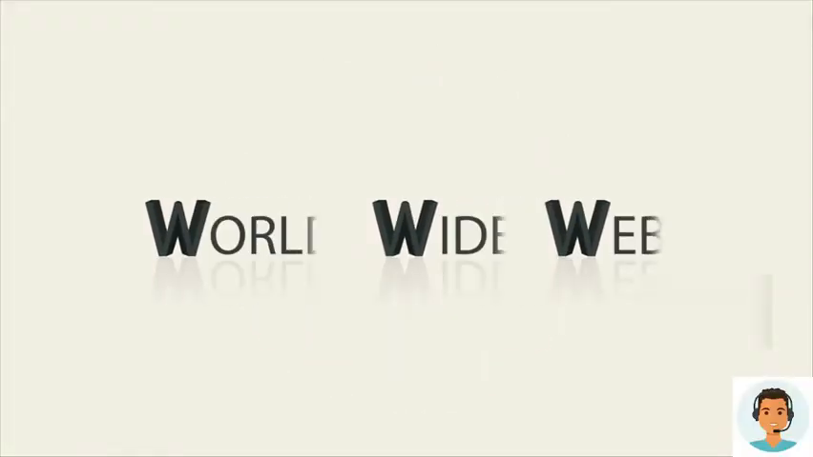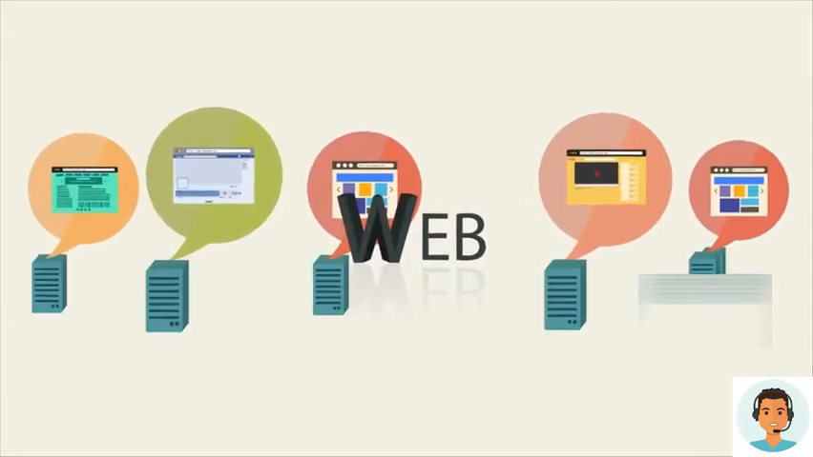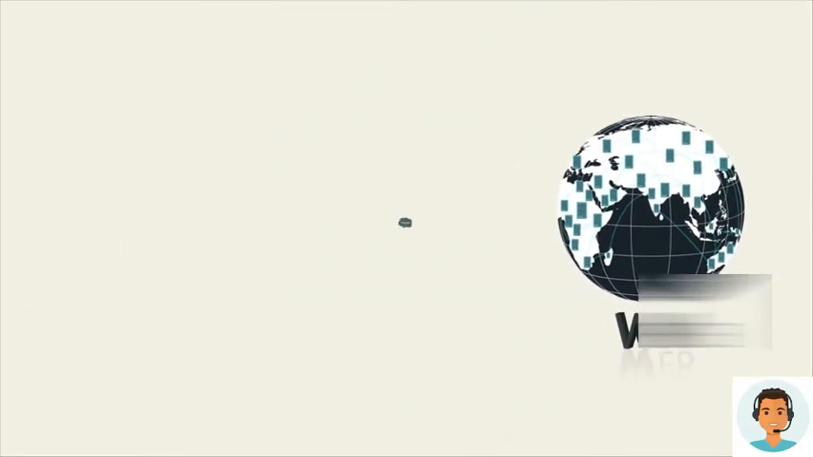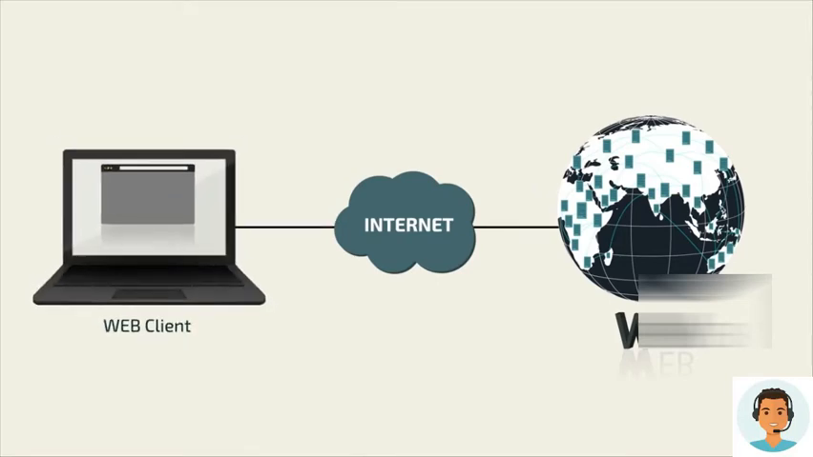WWW, World Wide Web, commonly known as the web, is a collection of electronic hypertext documents stored in a computer, linked together like a spider's web, which can be accessed via the internet. Let's take a live example to get an idea of how the web works.